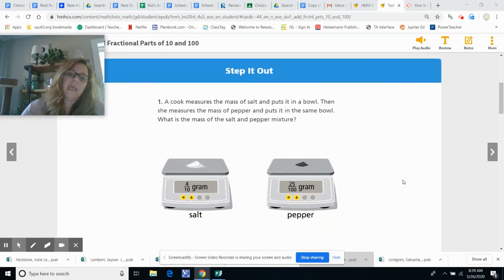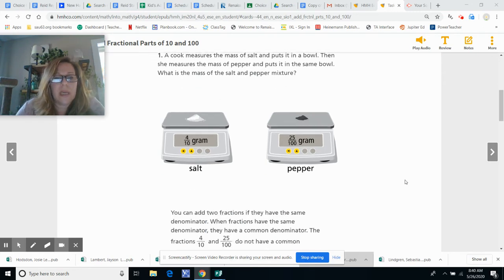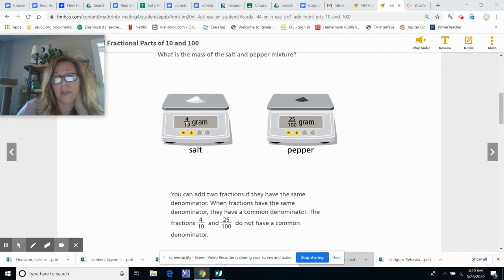Let's look at our first word problem. It says a cook measures the mass of salt and puts it in a bowl. Then she measures the mass of pepper and puts it in the same bowl. What is the mass of the salt and pepper mixture? So they really want to know how much both the salt and the pepper weigh. But notice how the fraction looks. The salt has been measured in 4/10 grams, and the pepper has a different denominator. It has 100, so it's measured in 25/100ths.